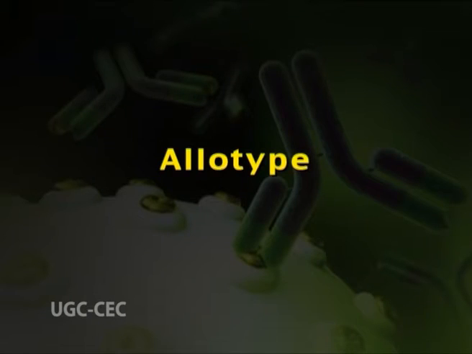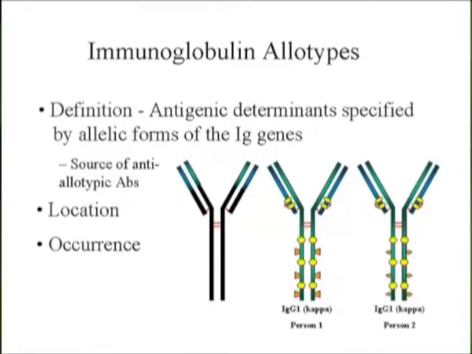Next is the allotypic determinants. Allotypic determinants are the minute differences in the isotypic regions of different members of same species. This difference is due to the presence of different alleles of same isotype. Allotypic differences can be determined by injecting immunoglobulins from one member of a species into another.